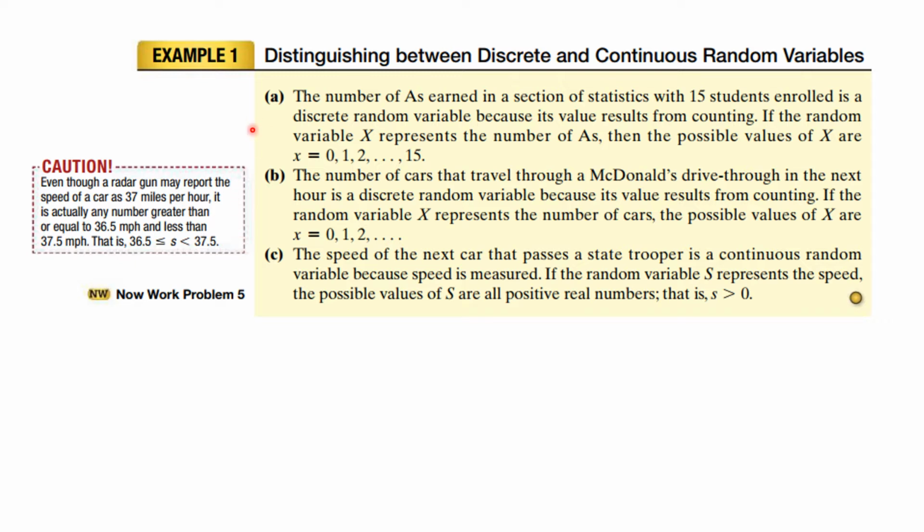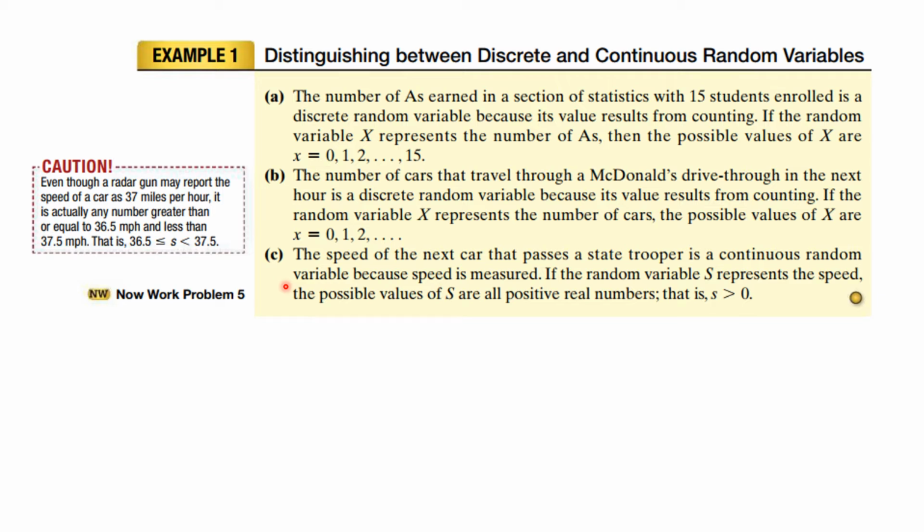So let's do an example distinguishing between the two. Suppose the random variable x represents the number of A's that happens in a class with 15 students. Well, the number of A's would be these values. These are the only number of A's that you could have. You couldn't have 3.5 A's. And so that means that this is discrete. Likewise, the number of cars that travel through a McDonald's drive-through in the next hour is a discrete random variable because its values come from counting.